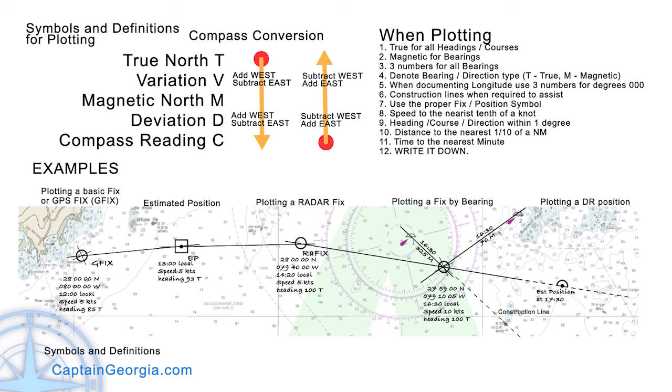And going from compass to true, remember we start with our ship's compass. We look at our deviation tables based on our ship's heading, subtract west, add east to get magnetic. And from magnetic to true, we subtract west and add east variation. And variation you can always find on the chart in the center of your compass rose. And remember, the prudent mariner will not rely solely on any single aid to navigation or any single piece of information to determine their location.